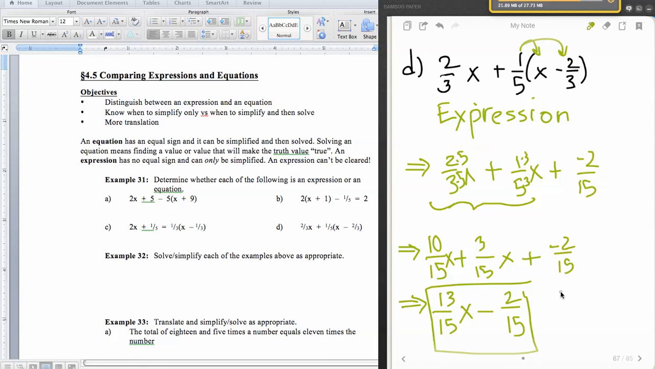You've got to realize the difference between what we did in Part C and what we've done in Part D. Equation in Part C, and expression in Part D. Get rid of the fractions in Part C. No getting rid of fractions in Part D.